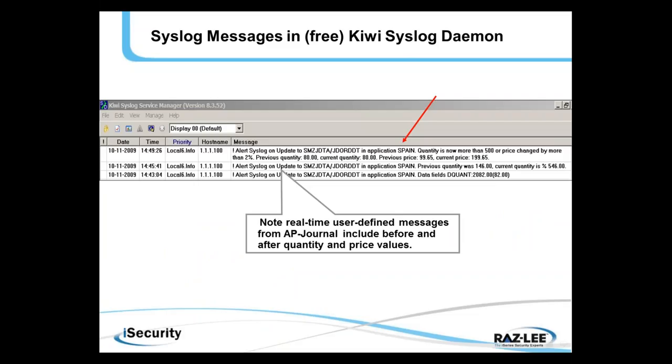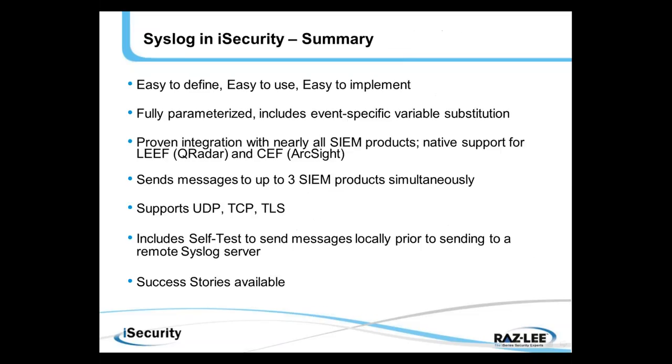And this example here shows a more complicated message in which we say that the quantity is now more than 500, or the price changed by more than 2%. The previous quantity was 80. Currently it is 80 as well, but the previous price was almost 100, and now it's almost 200. So the price itself changed by about 100%, which of course is more than the 2% or 10% that we defined as a threshold. And therefore, the Kiwi syslog daemon received this alert.